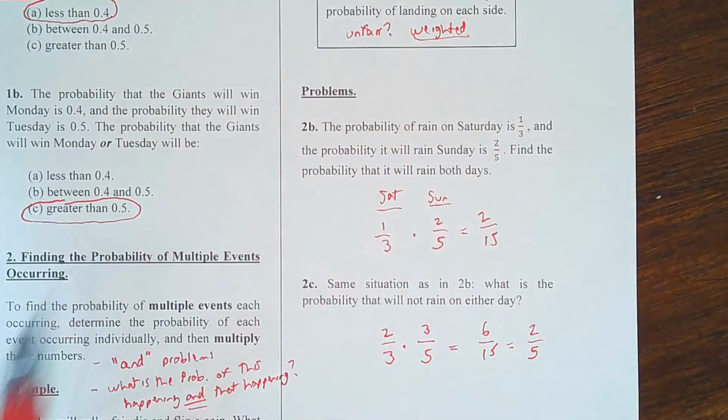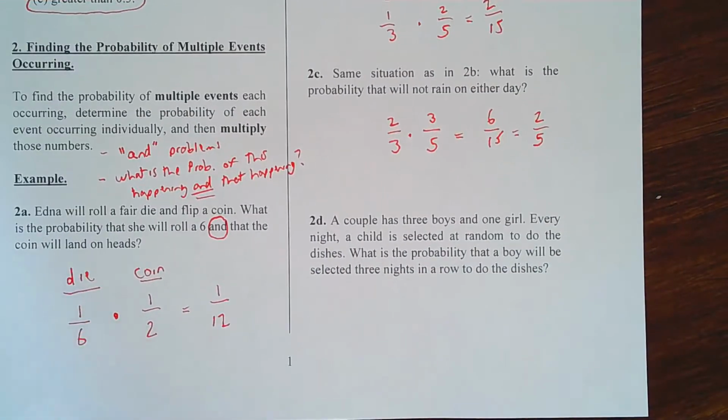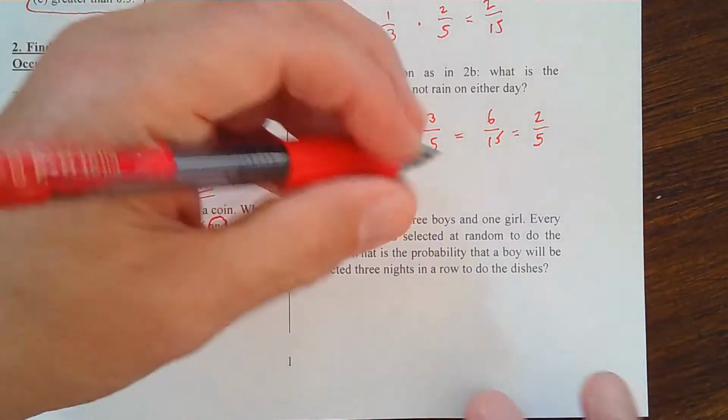Finally, in 2D, a couple has 3 boys and 1 girl. Every night a child is selected at random to do the dishes. What is the probability that a boy will be selected 3 nights in a row to do the dishes?